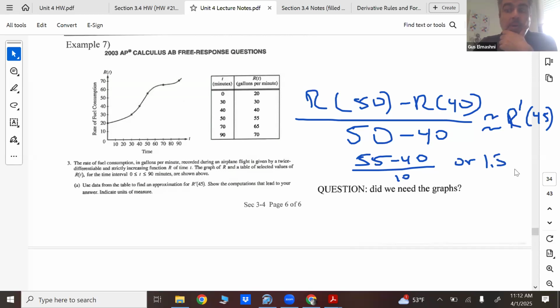That's gallons per minute squared, guys, because you're looking at how the flow rate is changing with time. Right now R represents gallons per minute, a rate of fuel consumption. So it's almost like an acceleration for liquids. If you were to take that derivative again, it would be gallons per minute cubed.